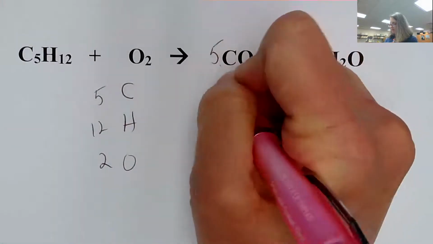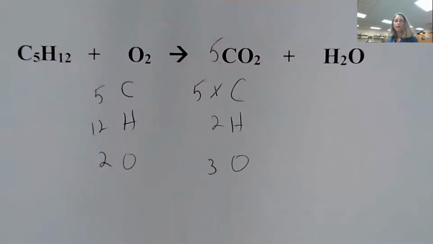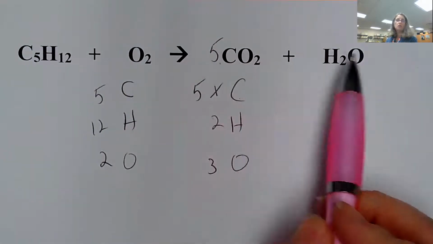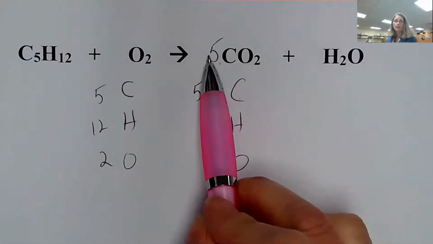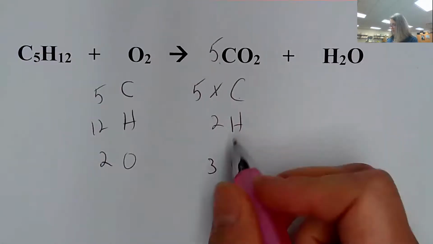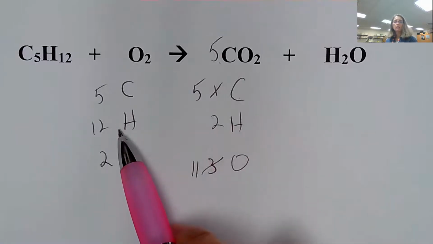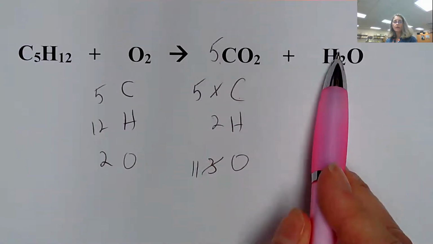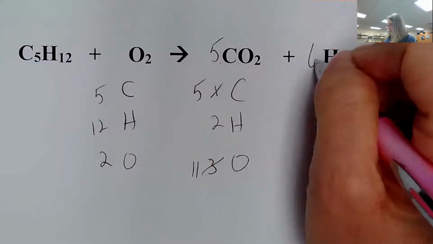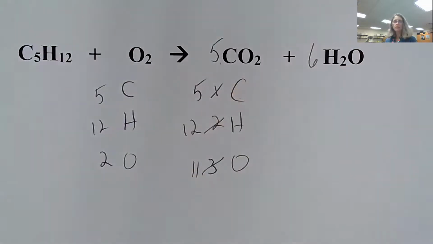So I'm going to put a 5 in front of the CO2. That's going to make carbon 5. And then I could recount my oxygen here or just wait till the end, but I could take 5 times 2 is 10 plus 1 is 11. So I could change that number or just keep it and come back to it. Then my hydrogens, I have 12 on the left. I have 2 on the right. So I'm going to put a 6 in front of that to balance that to 12.